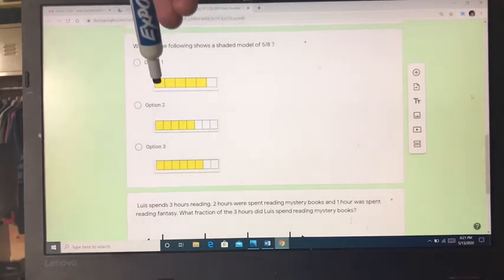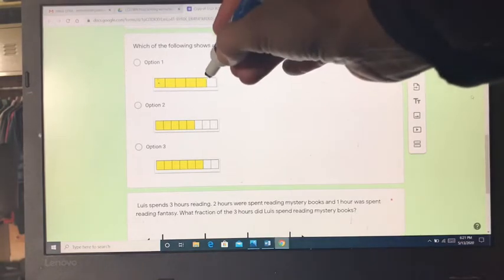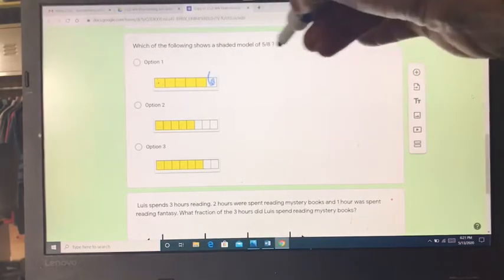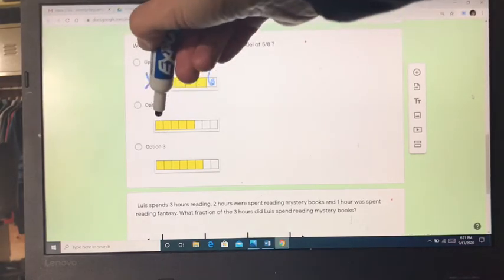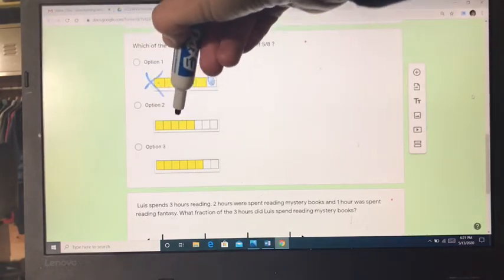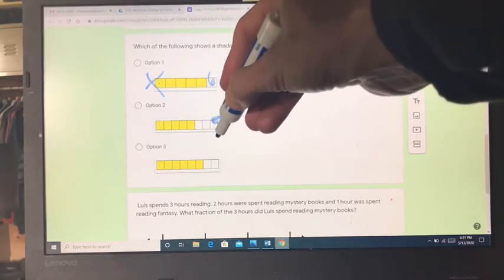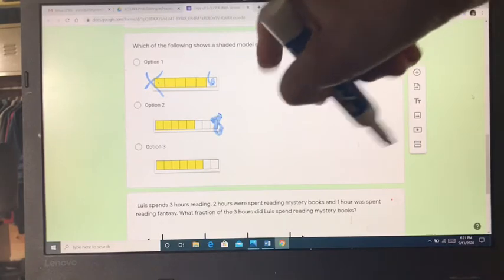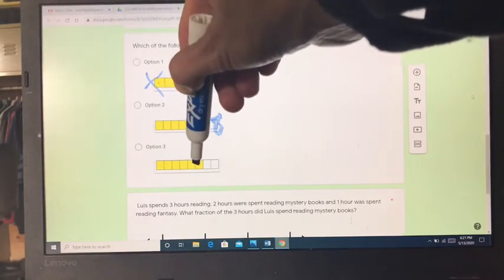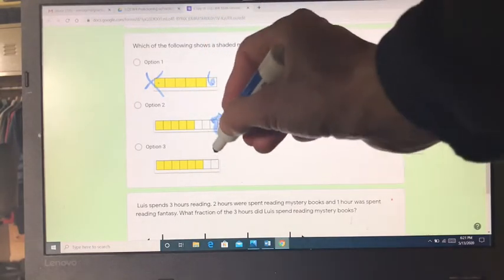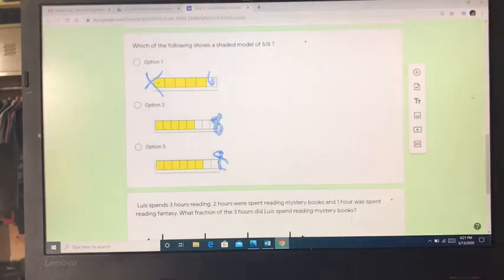So the first one has 1, 2, 3, 4, 5, 6. This has 6. No, I need a total of 8. So no, that won't work. Option 2, 1, 2, 3, 4, 5, 6, 7, 8. Yes, that has a total of 8. So that's a possibility. Let's look at option 3. 1, 2, 3, 4, 5, 6, 7, 8. That also has 8 total. So that leaves it down to option 2 or 3.